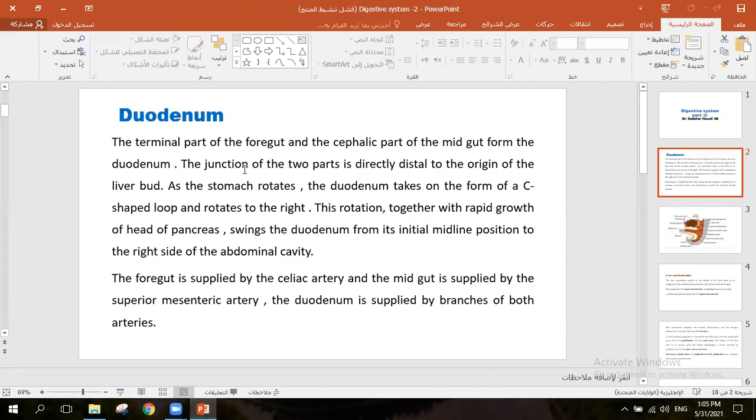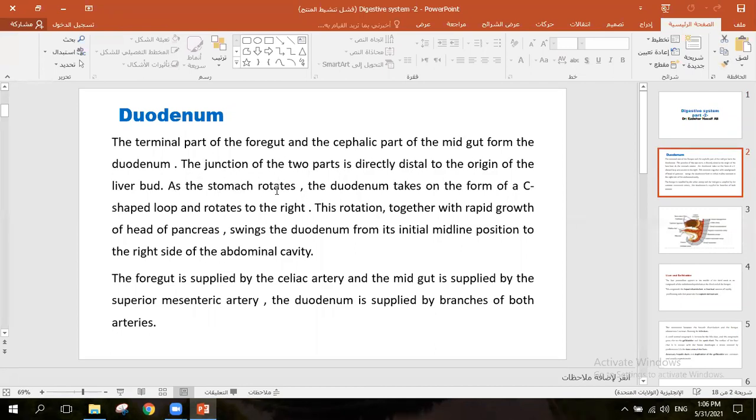Okay, what is the duodenum? It is at the terminal part of the foregut and the cephalic part of the midgut that the duodenum will be formed. Then هو الجزء terminal part of foregut and cephalic part of the midgut راح يكون لنا الديودينم. Junction of these two parts will form the duodenum and this junction will be distal to the origin of the liver bud. تقريبا يكون هنا بعيدا عن الليفر بود.